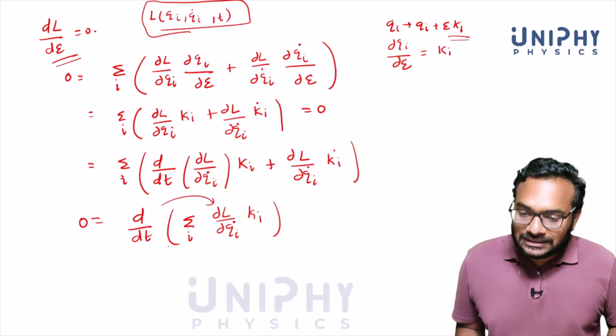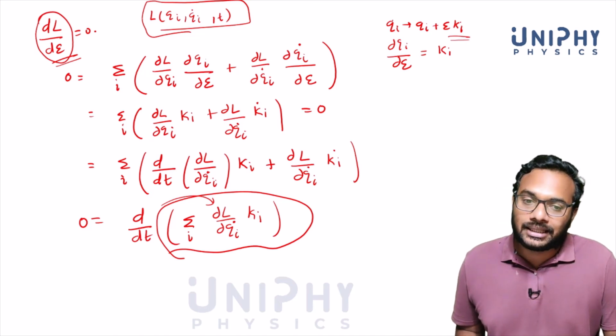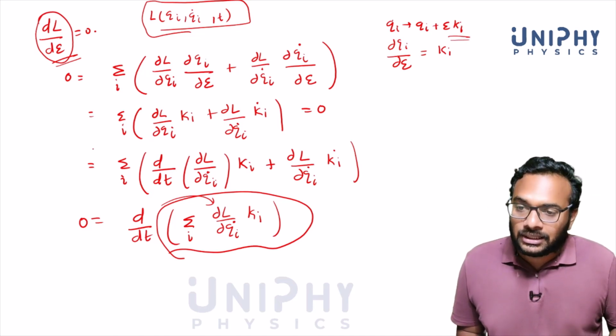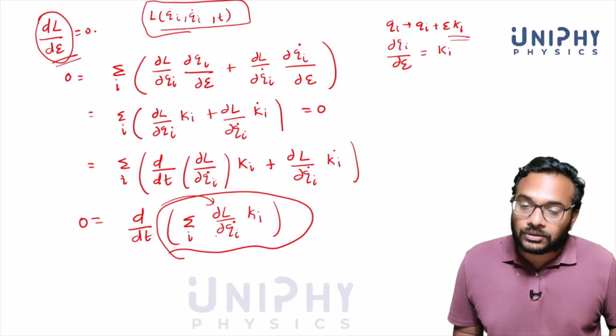So we see that the time derivative of some quantity is 0 if we demand that the first order change in the Lagrangian under this transformation is 0. So if the first order change in the Lagrangian is 0, it means that there is a quantity which is conserved.